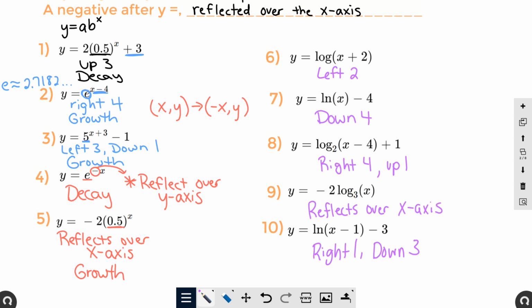And now with your exponential ones, you do need to tell me growth or decay, but remember if it says the word reflect, that's going to switch your growth or decay. With logs, you can't say growth or decay, so you just describe it. So does your base number matter? Does a number in front of the word log matter? No. Does it matter what a is in your exponential problems? No. So again, you're just telling me left, right, up, down, reflection.